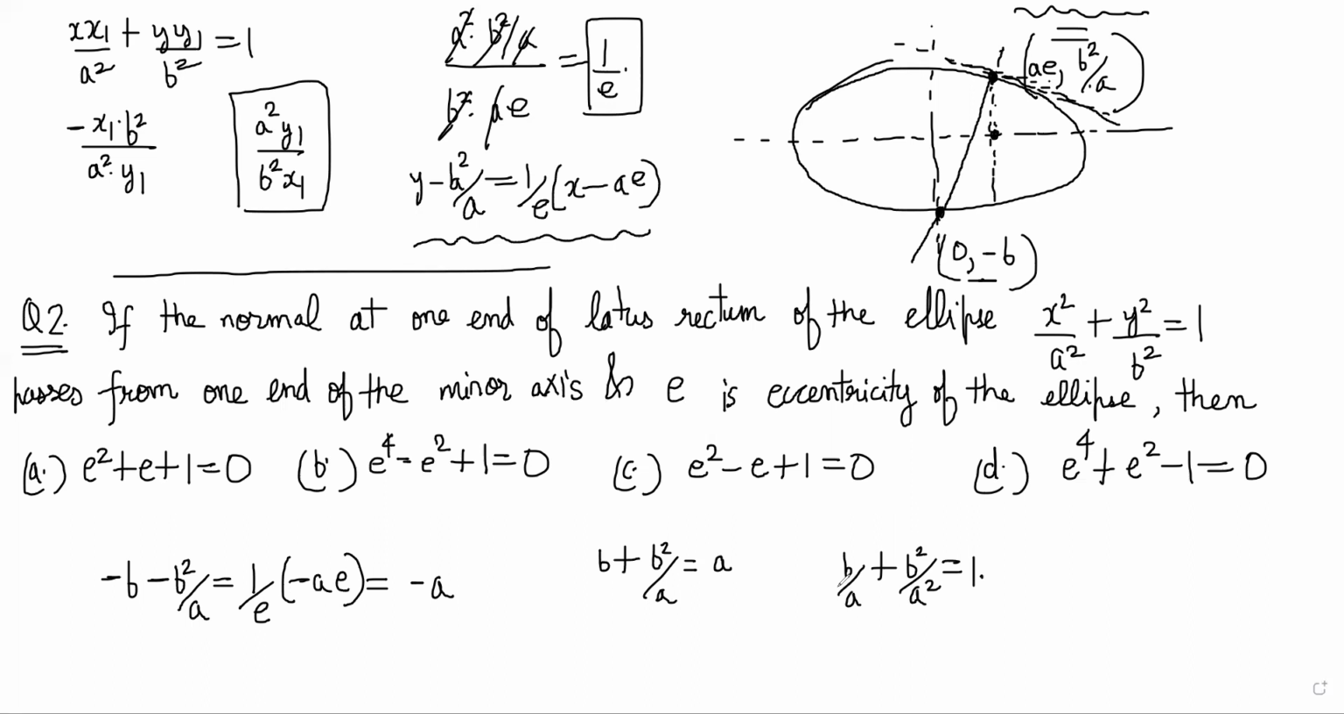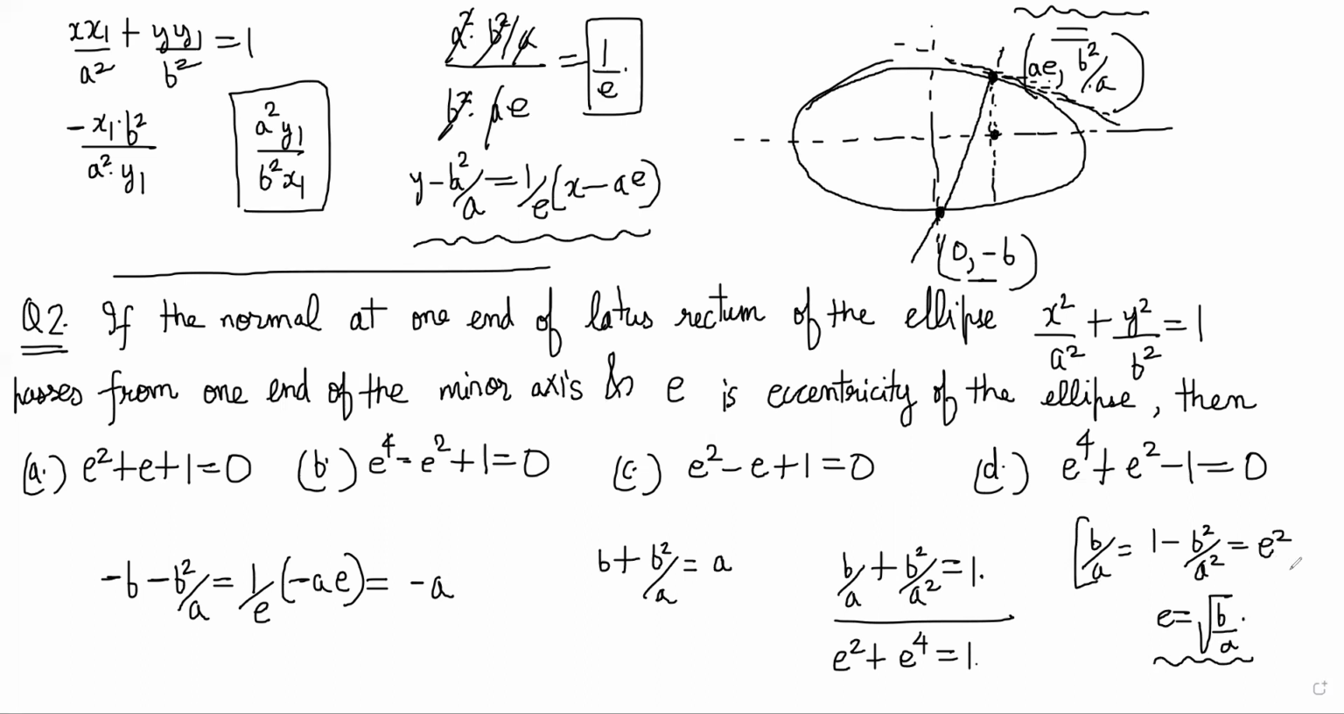So b by a is equal to 1 minus b square by a square. That is e square, right? e is equal to root b. So this equation becomes e square plus e power 4 is equal to 1. Okay, right?